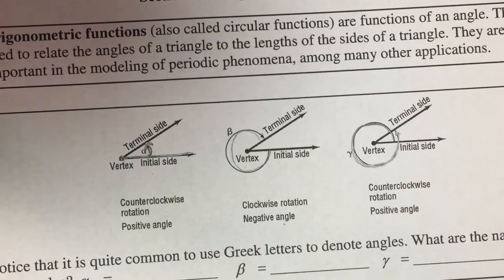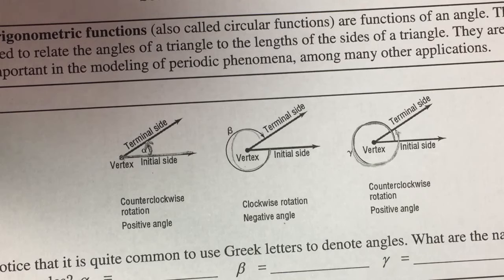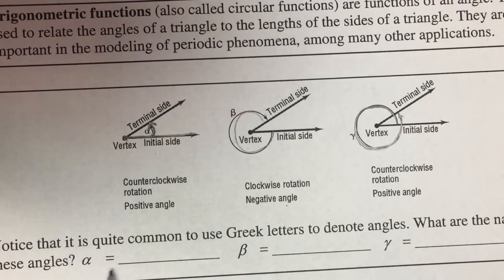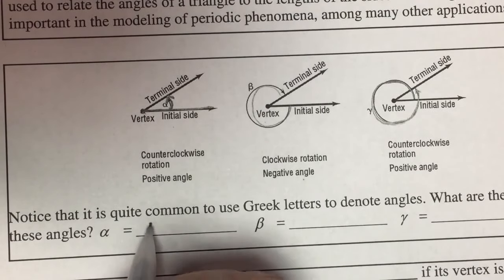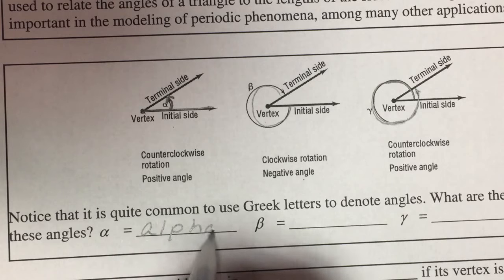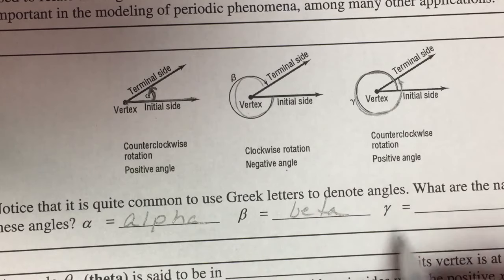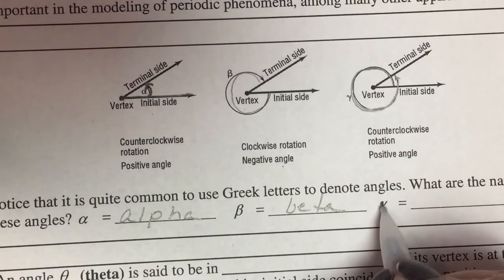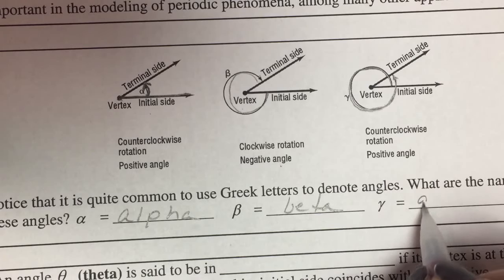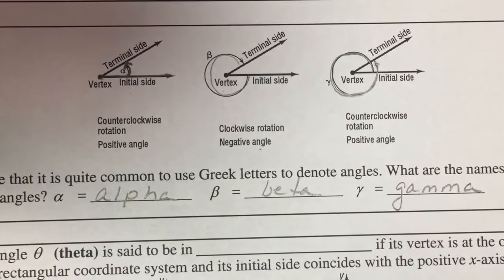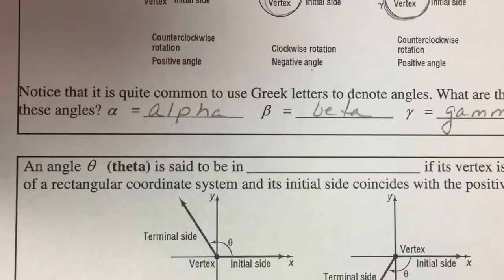We're going to use a lot of Greek letters when we're talking about trigonometry. Probably the most common one is theta, but there are also a couple of others. This symbol is alpha. This one looks like a B, it's beta. And this one that kind of looks like a V is gamma. We'll be using lots of Greek letters, but theta is the one you use most often for an angle.